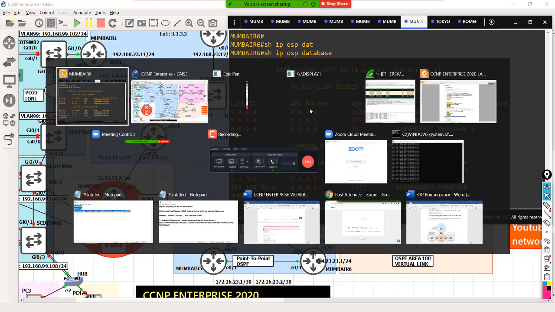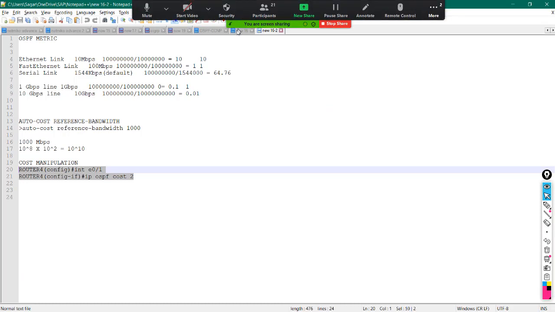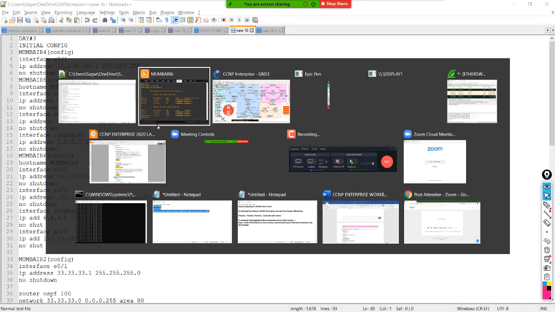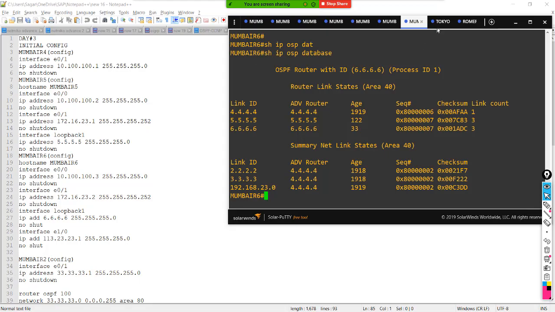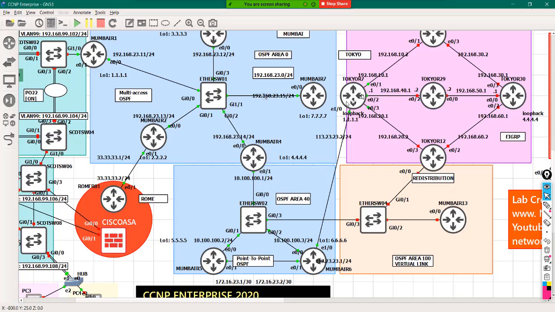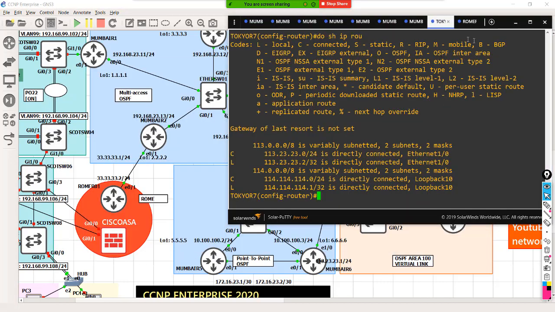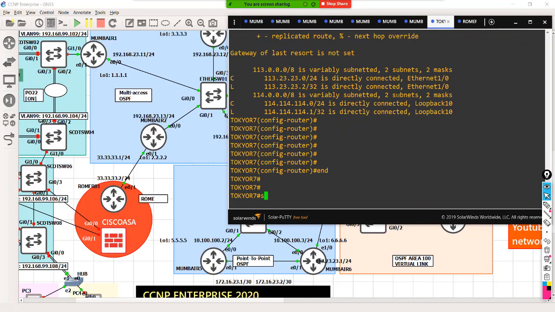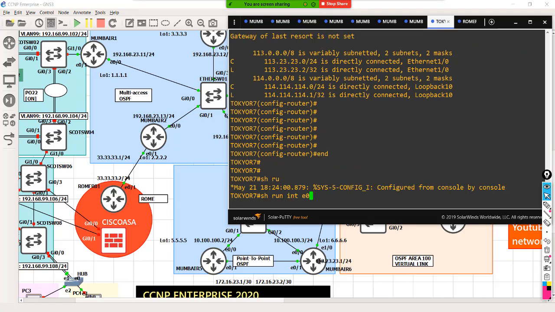Okay, now what I'm going to do is bring in external routing. So what do I need for external routing? Let me go to the Tokyo router, Tokyo R7 router. Okay, this router. On that router, I have taken up one interface, Ethernet 1/0, and I'll just make use of this network ID, 113.23.23.2. So inside R7, let's see the interface first.